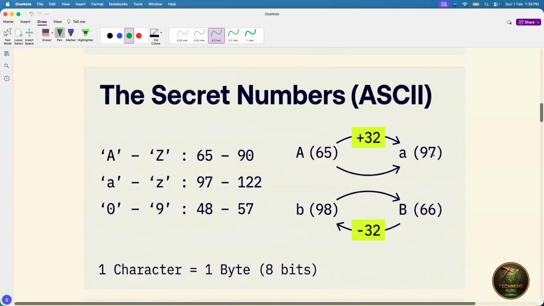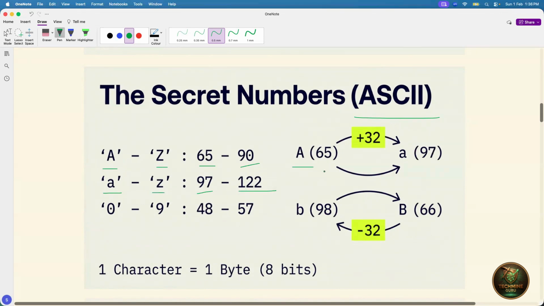For the computer, characters are just secret numbers called ASCII. The full form of ASCII is American Standard Code for Information Interchange. You should memorize these key values. Capital A is 65, capital Z is 90. Similarly, lowercase a is 97, and lowercase z is 122.